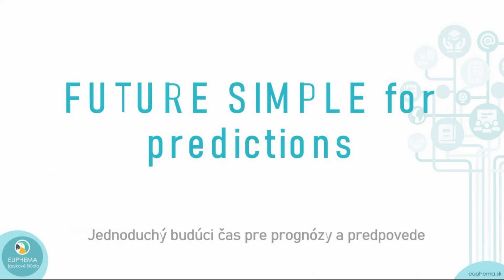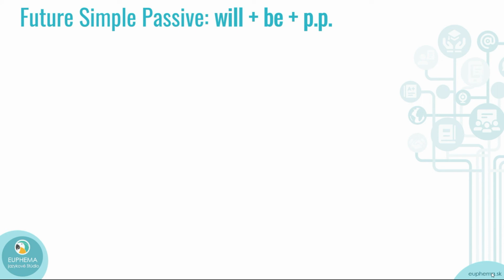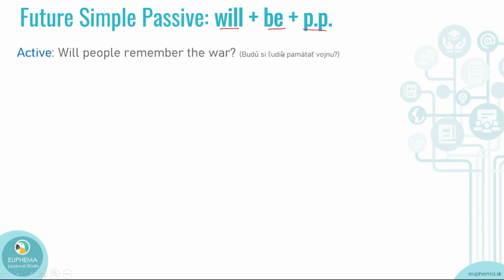And last is the future simple for predictions. And the name is simple again, so you could have guessed that it will be simple. It really is, compared to present perfect, for example. Here you only need will, be, plus past participle. Let's try it out. So, will people remember the war? Now let's step it up. It's a question, so we are gonna need to change the word order.